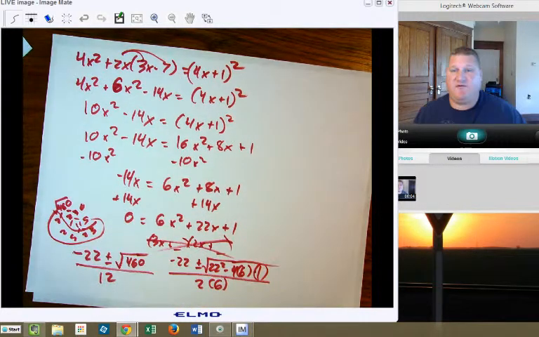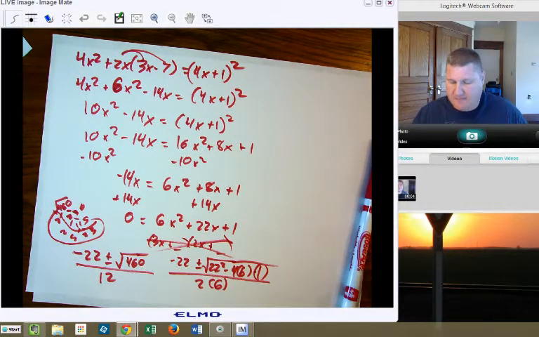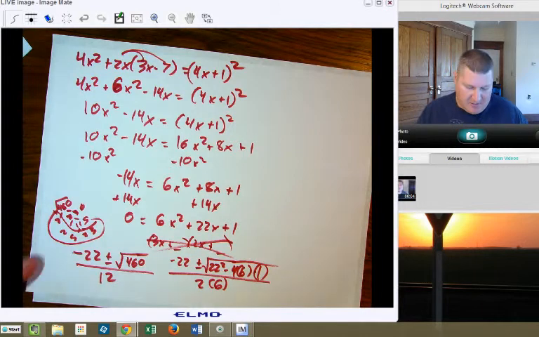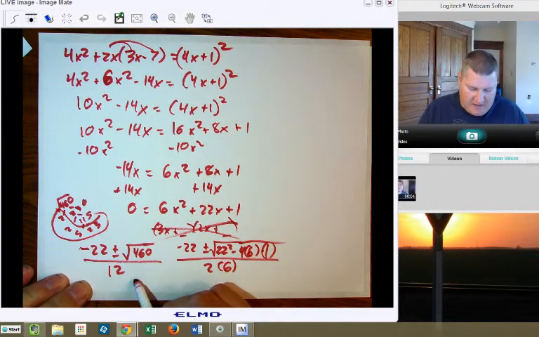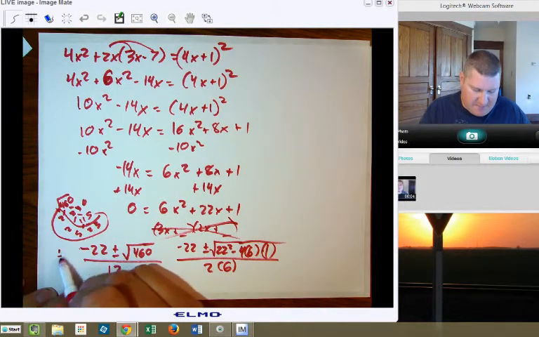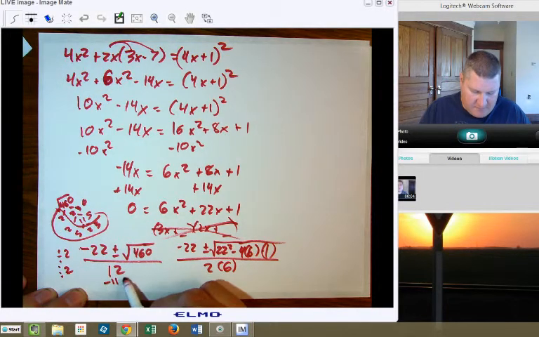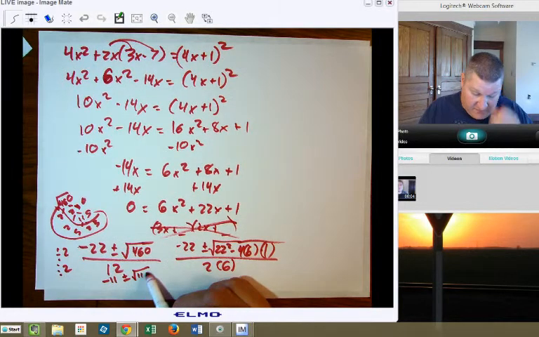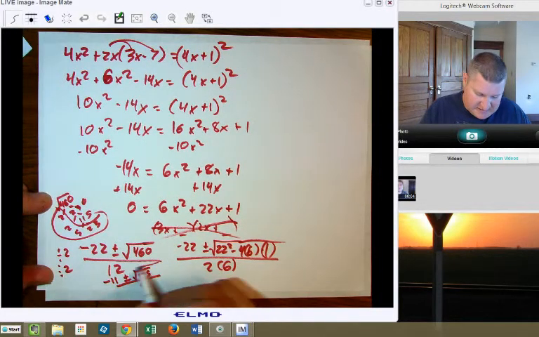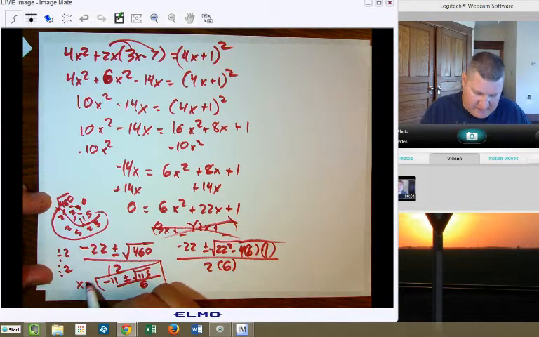There's my prime factorization. Now with the prime factorization and ending on 23, not a lot I can do with that, but I can bring that 2 out. So now I can divide top and bottom by 2 and come up with negative 11 plus or minus the square root of 115 all over 6. And that is what x equals.